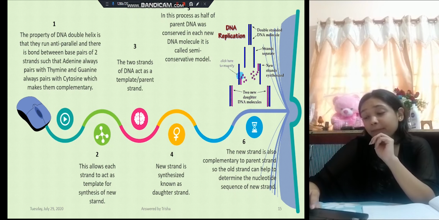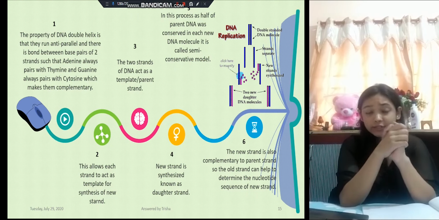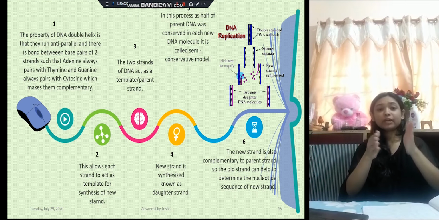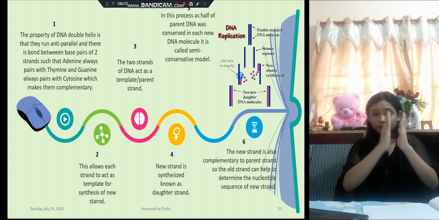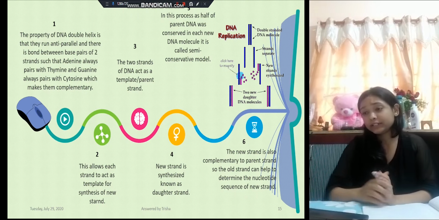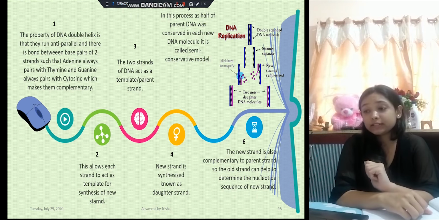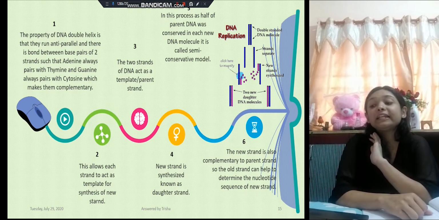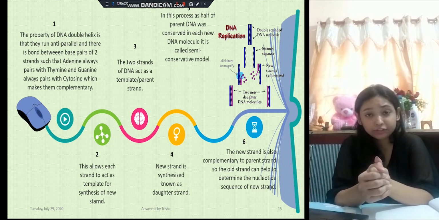The new strand that is then synthesized is known as the daughter strand. Both DNA strands got separated, so we have two template strands, and each template strand helps in the formation of a new strand, the daughter strand. In this process, we notice that half of the parent DNA was conserved in each new molecule of DNA. This is what a semi-conservative model is.